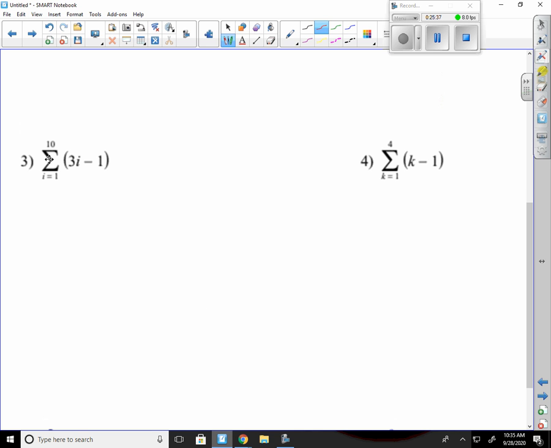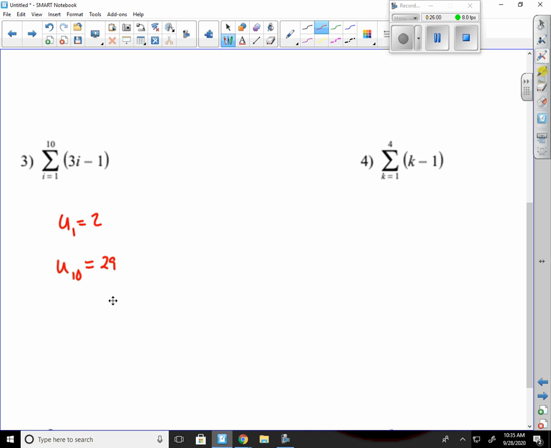Number 3. This one's getting a little bigger. I don't want to do all those terms, so I'm going to use my formula. So I'm going to find my first term. 3 times 1 minus 1, that's 2. I'm going to find my last term, u sub 10. So that's going to be 3 times 10, which is 30, minus 1, is 29.